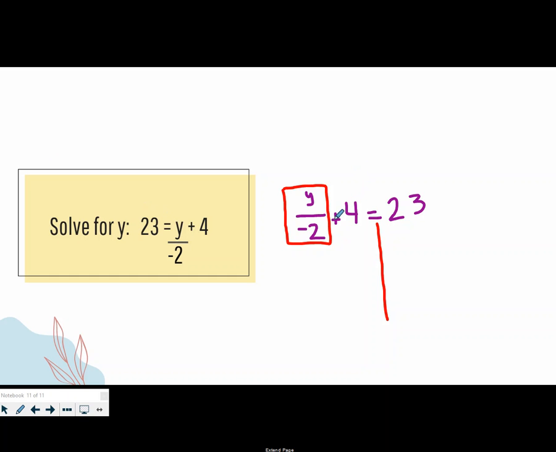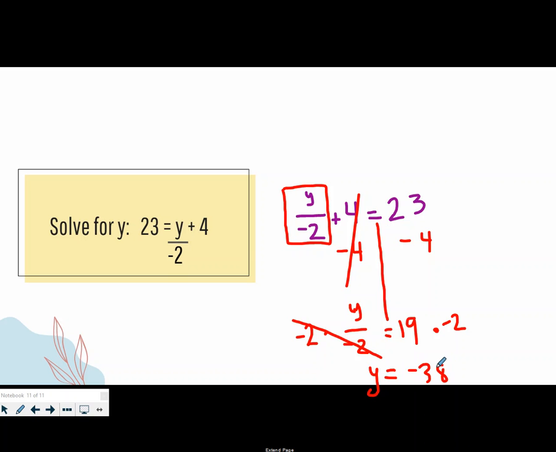Alrighty, so if I solve this one, I'm going to try to get rid of the plus 4 first. The opposite of a plus 4 would be a minus 4. 4 minus 4 cancels out. I'm going to bring this down. Y over negative 2, and 23 minus 4 is 19. Finally, last step, I see y and negative 2 are dividing, so I'm going to multiply to do the opposite. Negative 2 and negative 2 cancel out. I'm left with y equals negative 38, because 19 times negative 2 is negative 38.